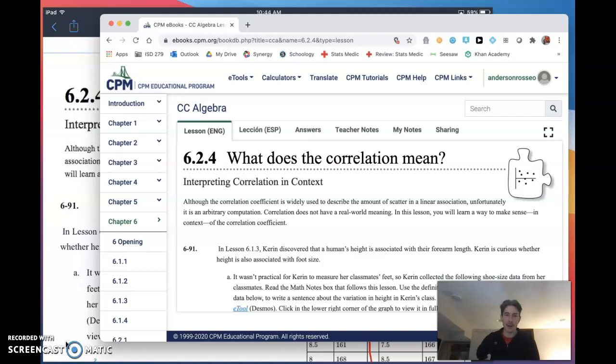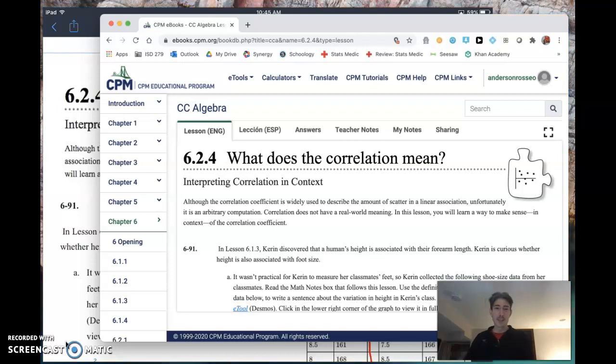Although the correlation coefficient is widely used to describe the amount of scatter in a linear relationship, or a linear association, we talk about the correlation R being strength. Unfortunately, it's an arbitrary computation, right? Correlation does not have a real-world meaning. In this lesson, we're going to learn a way to make sense, in context, of that correlation coefficient. We have to modify R slightly and come up with a new descriptor, and that new descriptor is going to be very, very useful for us.